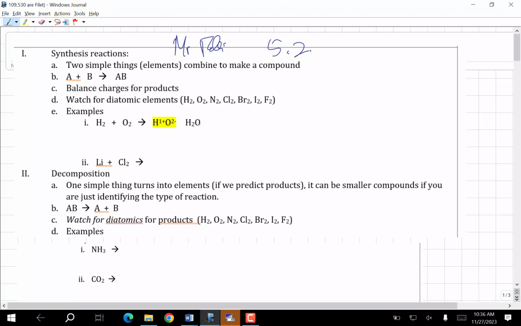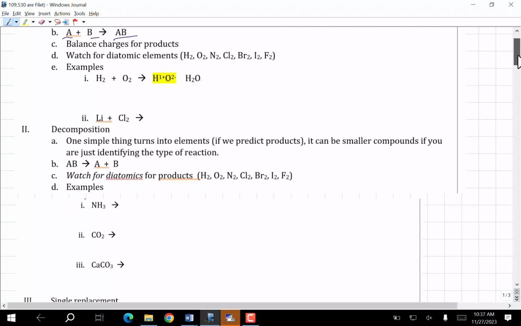All right, so synthesis reactions. There's two simple things, elements, that combine to make a compound. A plus B makes AB, right? Two simple things, one big one. We're going to balance the charges for the products, okay? And we're going to watch for diatomics in the elements. So what do I mean by balance the charges?